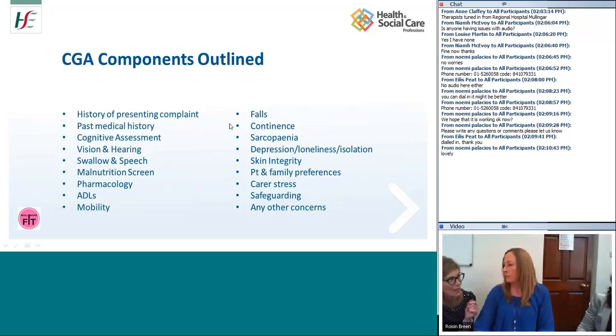Well, we use a 2-page document, and it's very similar to what Kilkenny are using and Navan and Wexford are using. We complete it on a Surface Pro, so it's electronic. We do it online, and then once it's completed, it can be emailed to community services or to any other discipline with the patient's consent that they need follow-up for.